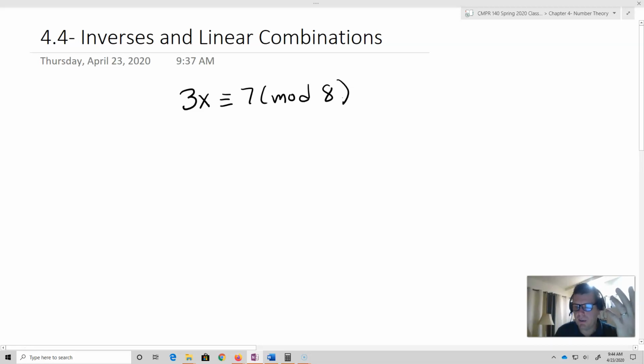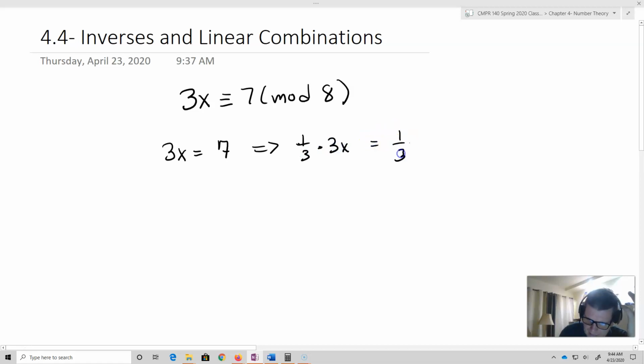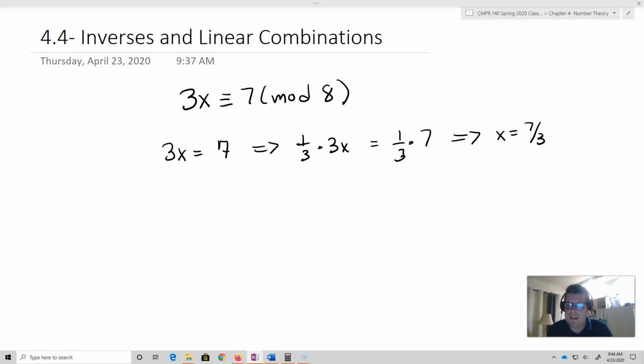Now, normally, if we're going to do algebra, if you had 3x equals 7, then what you do is you take 1/3 times 3x, and that equals 1/3 times 7, and so that means that x equals 7/3. Well, in number theory, we don't actually have a division, or not this kind of division. We talk about divisibility, certainly, but we don't have an algebraic kind of division. Not only that, 1/3 is not a member of modulo 8. It's not an integer. And so consequently, we don't get to multiply by 1/3. We've got to do something else.